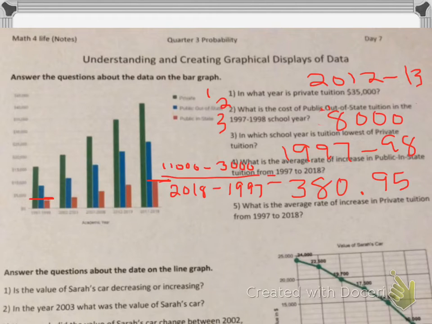So the tuition goes up $380.95 every year on average for the next year's tuition, that's shown on our graph.